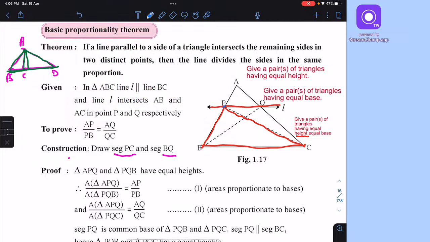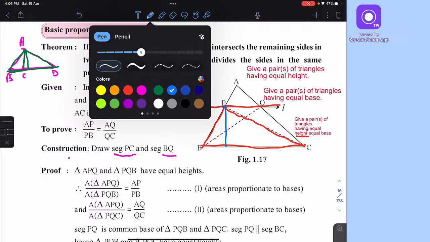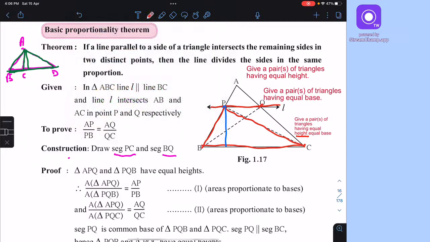The height is this. And also for the triangle QBC, the height, if you consider, is this. But since the line PQ, this line L, is parallel to BC, therefore this is equal to this. The perpendicular distance between parallel lines remains the same everywhere.